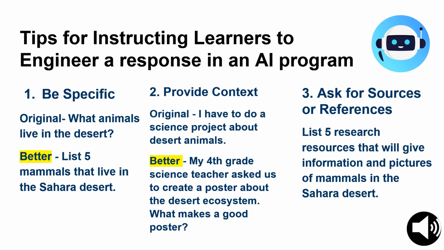So, some tips for instructing learners to engineer a response in an AI program. When I first used it, I just put in a question and got an answer, but it wasn't always the answer I wanted or helped me to achieve my goal. So one thing we want to help learners do is to be specific. So here's an example. The original question is, what animals live in a desert? A better question is list 5 mammals that live in the Sahara Desert.